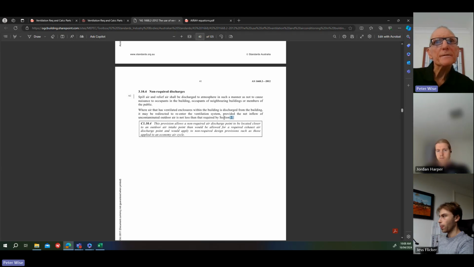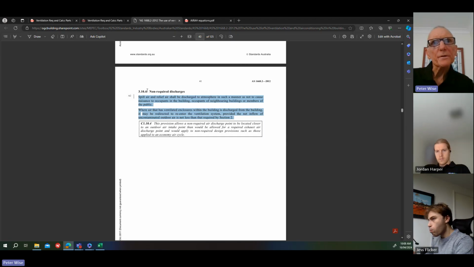So I'll just quickly read through that. Spill air and relief air. This is what they class as a non-required discharge. Spill air and relief air shall be discharged to atmosphere in such a manner as not to cause nuisance to occupants in the building, occupants of neighbouring buildings or members of the public. That's the same thing they said before. Where air that has ventilated enclosures within the building is discharged from the building, it may be redirected to re-enter the ventilation system, provided the net inflow of uncontaminated outdoor air is not less than that required by Section 2.